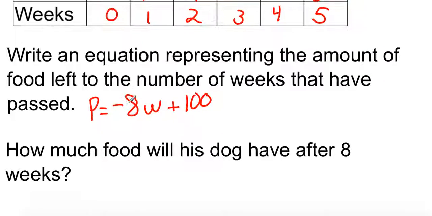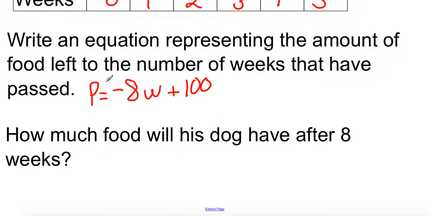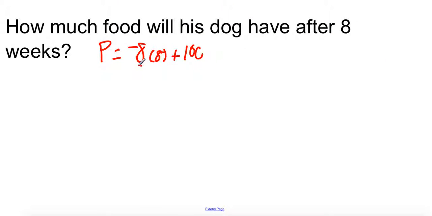Now we want to know how much food the dog will have after 8 weeks. Just like the last example, we're going to use this equation and substitute the variable w, which represents weeks, with the number of weeks we actually have. So here we have 8 weeks. I'll be finding the product of -8 and 8, which is -64, plus 100. And -64 plus 100 is also the same thing as 100 minus 64.